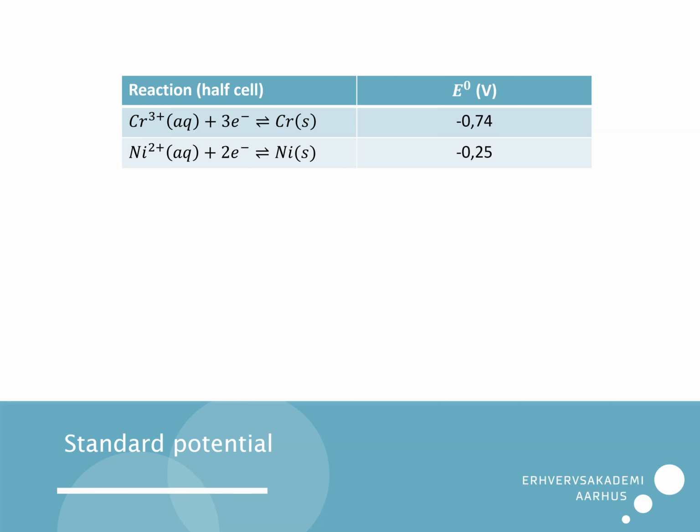But what happens when we combine the two half cells in a galvanic cell? We can calculate a standard potential for the entire cell, denoted E0 cell, by subtracting the standard potential of the left cell from the right cell, that is E0 right minus E0 left. But which cell is right and which is left? By convention, the electron donor should always be on the left so that electrons flow from left to right. In our case, chromium is the reductant or the donor, so we write chromium on the left and nickel on the right. So this becomes E0 nickel minus E0 chromium.